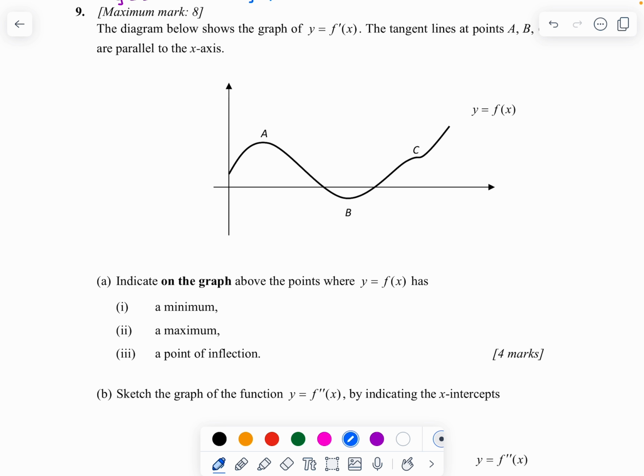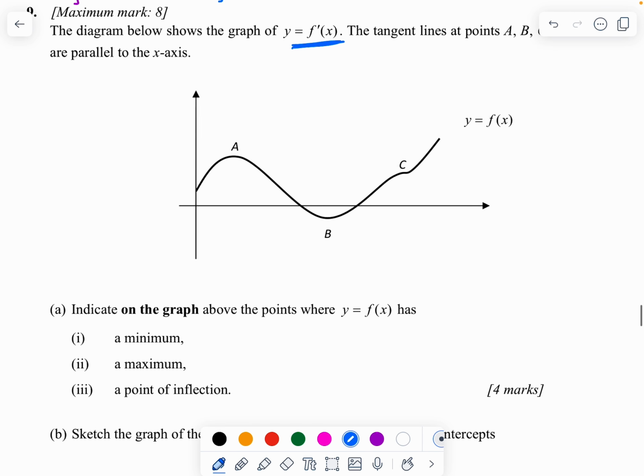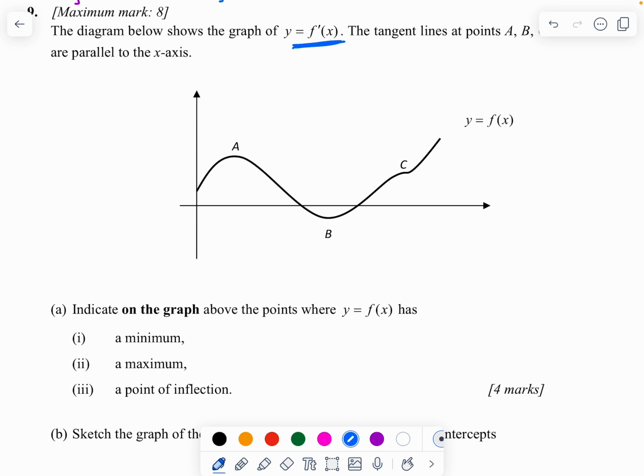So which is the point? This is a graph for f prime x. This is not f of x. So this is a graph for f prime x. So f double prime x should be 0. So this is a turning point. This is a point of inflection because the derivative of f prime x is f double prime x. So f double prime x should be equal to 0.